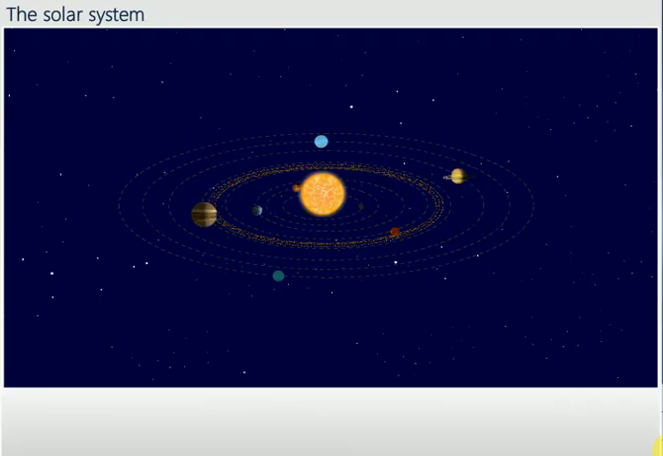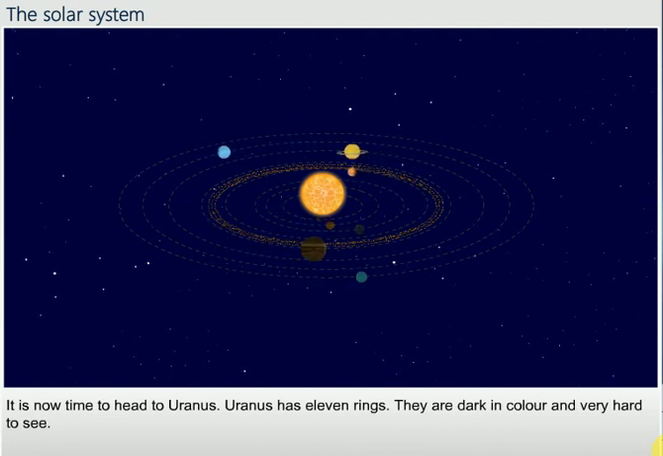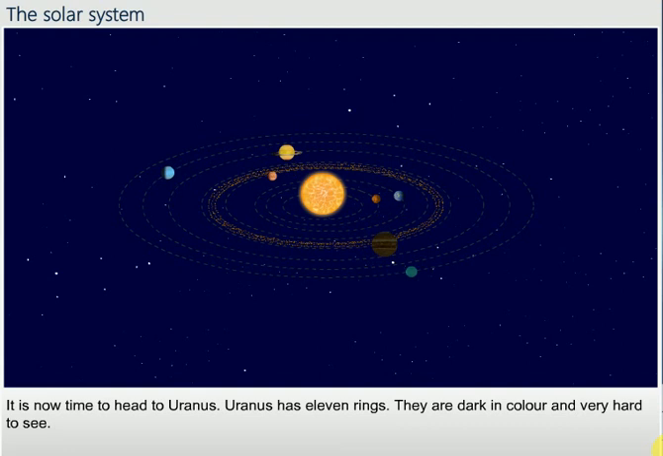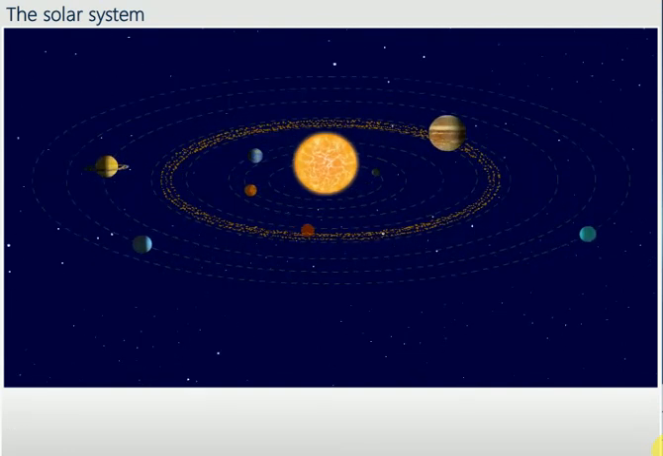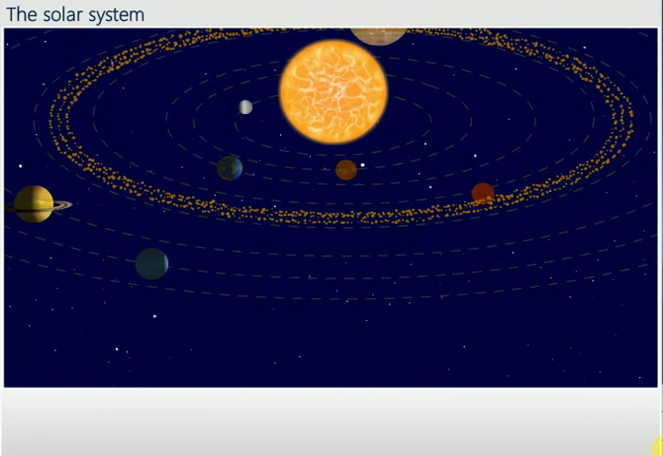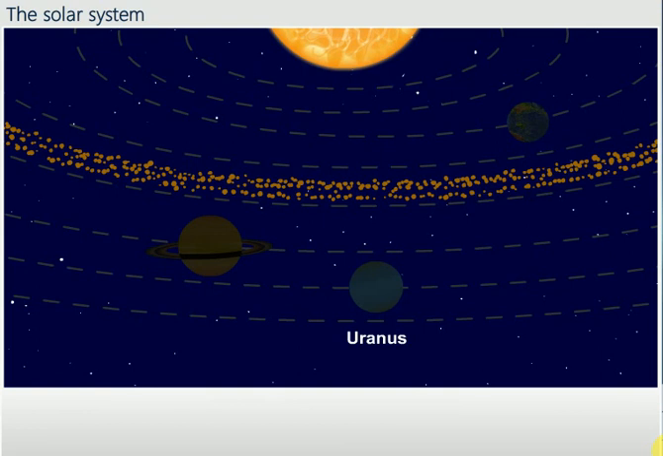Its atmosphere is made of hydrogen, helium, and methane. Neptune appears blue-green because of the presence of methane in its atmosphere. It takes 165 years to complete one revolution around the Sun. Neptune has 13 satellites.